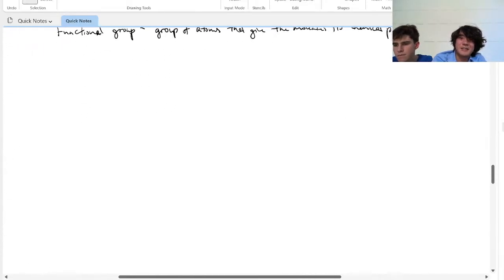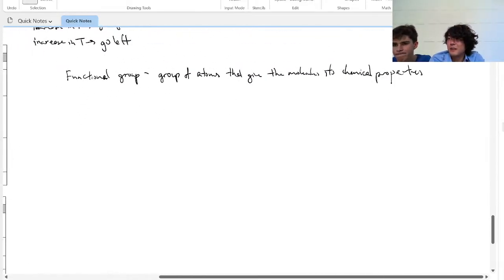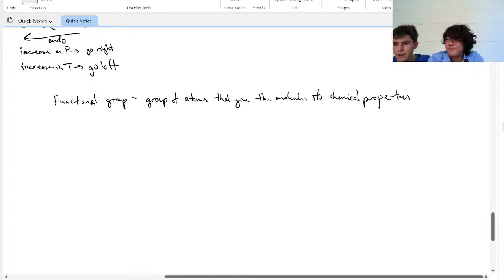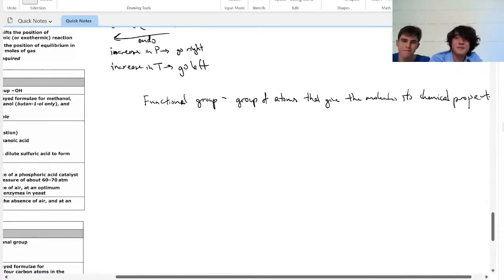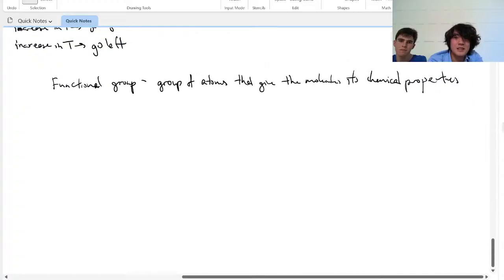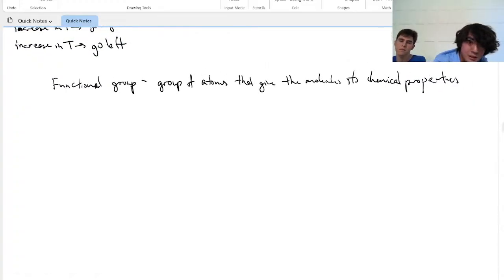Alright, I think that's the definition, at least. And for GCSE, you need to know a couple of them. So the simplest one is just alkane. It's the base one when there's no functional group. Alkane basically is just no functional group, so it's only carbon and hydrogen.